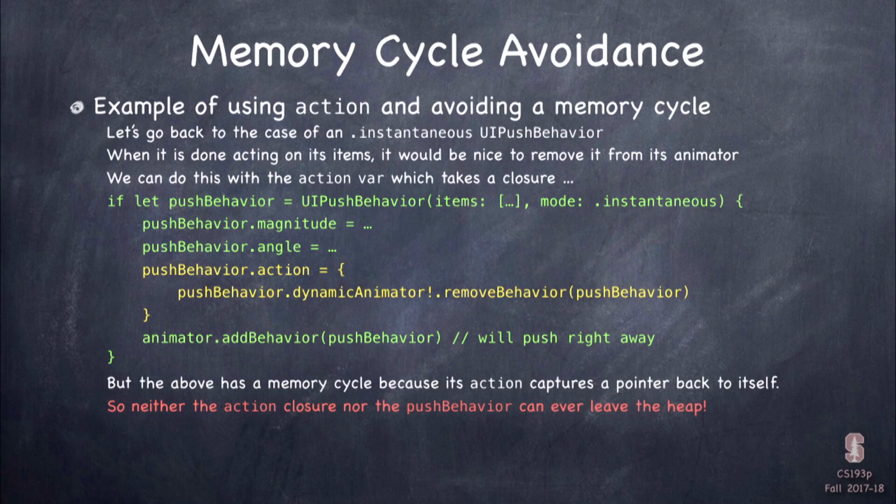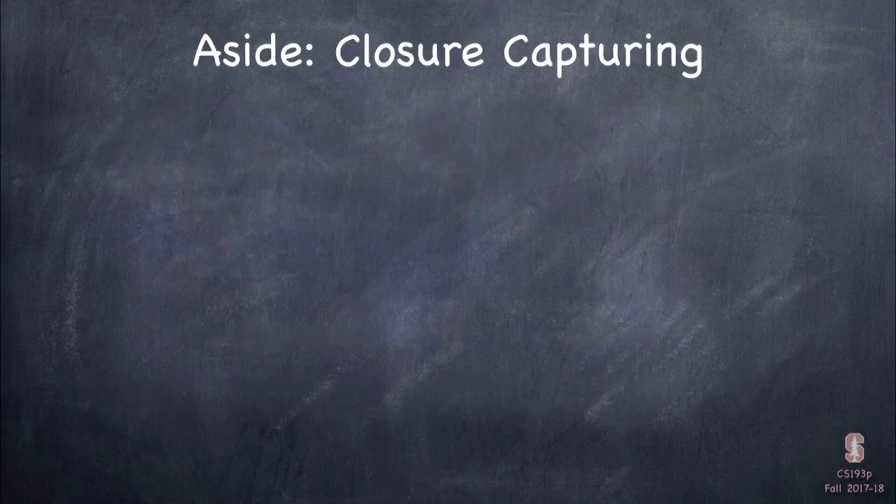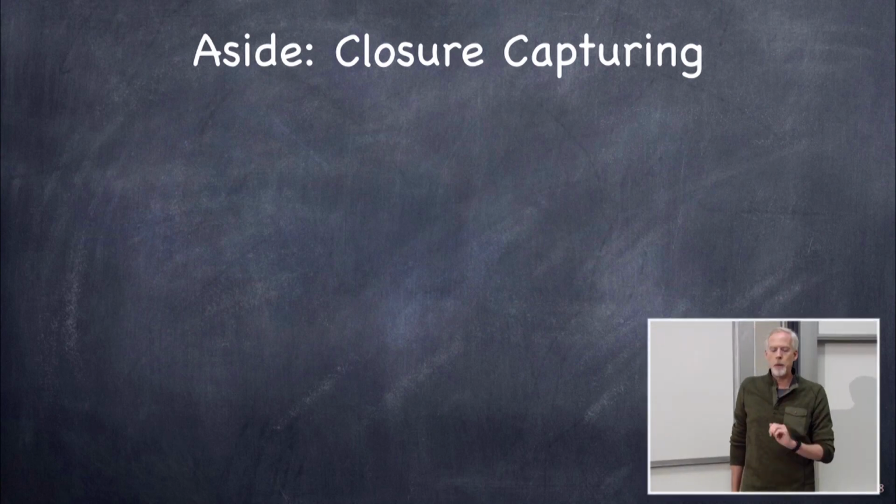So that's cool, right? Solves the problem. Well, yeah, but as shown in red on the slides, this creates a memory cycle. The bottom line here is that the push behavior is pointing to the closure, and the closure is pointing back to the push behavior. So both of them have a pointer to something in the heap, and so they're both being kept in the heap. For me to tell you how we're going to fix that memory cycle, I'm going to have to take an aside here and teach you a little bit more about closures. Hopefully you've read about this in your homework assignment, but here we go.